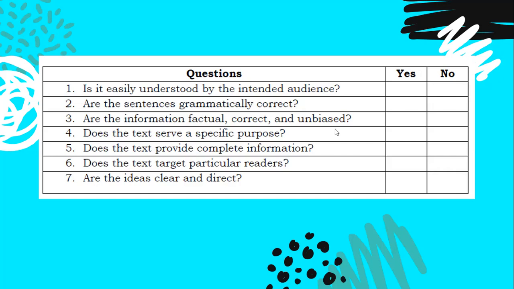And then six, the text targets particular readers. I think we answered that already. You mentioned the audience already. So we were able to identify whom the article is all about. Now, are the ideas direct and clear or clear and direct? Number seven.